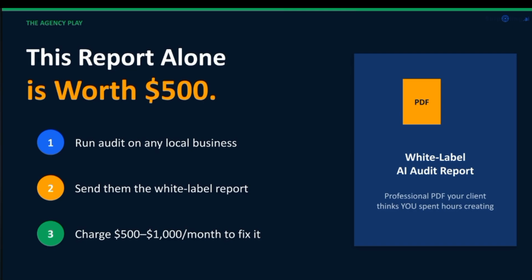Send them this report and say, hey, I found some issues that are keeping you invisible in AI search. Want me to fix them? That's a conversation that leads to $500 to $1,000 per month recurring. From a report that took you 2 minutes to generate. Talk about a no-brainer, right? But we're just getting started.